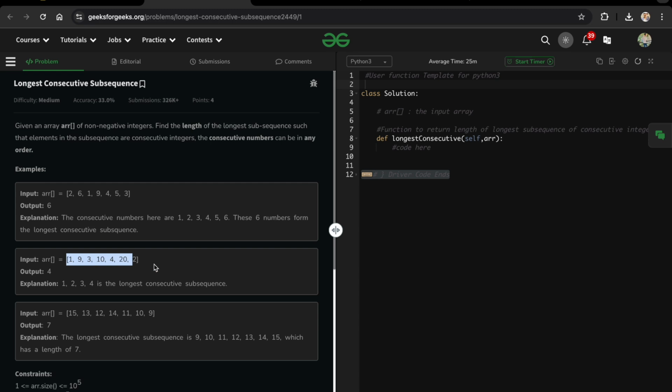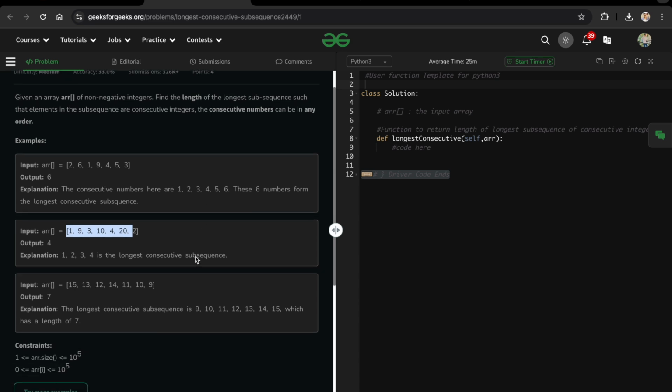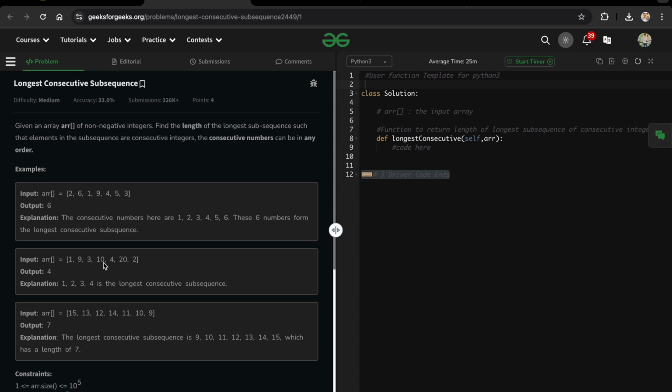So what we can do is sort the array. After that, we check whether the current element equals the previous plus 1, and we do count plus equals 1. That is one thing. But there could be one more case: let's suppose we have a 2 and we got another 2. Then we don't need to consider the other 2; we have to move on to 3.